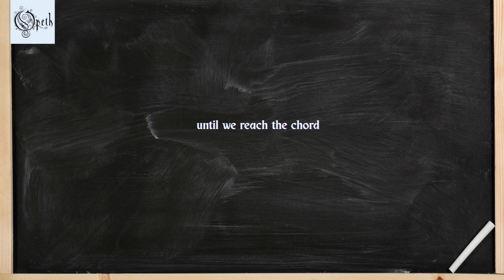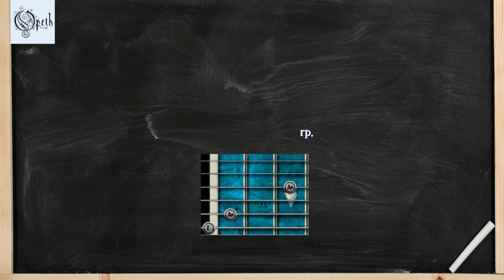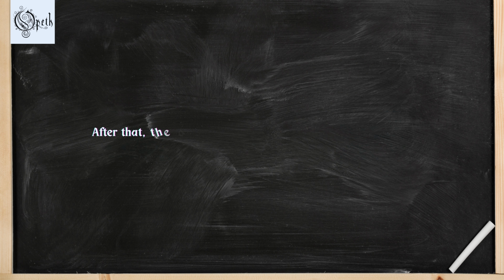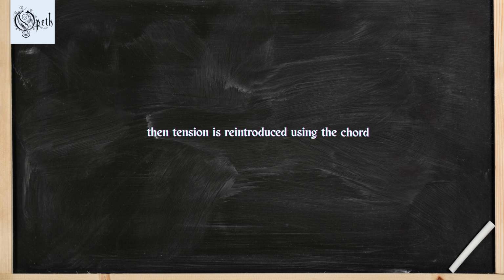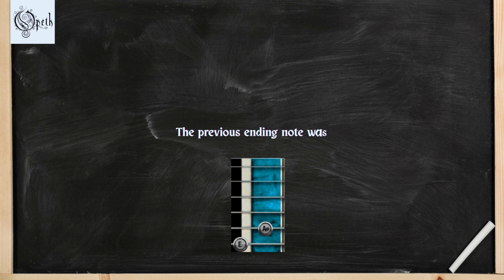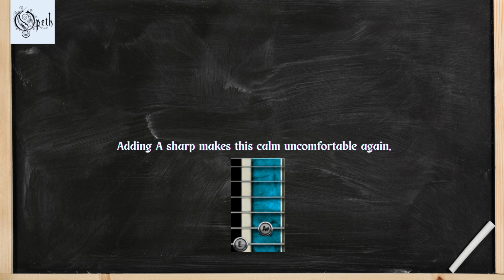Until we reach the chord E, A sharp, which slides into B flat. At this moment, the twisted joy becomes even darker, heavier, and more hellish. After that, the atmosphere collapses into deep darkness with B. Then tension is reintroduced using the chord E, A sharp. The previous ending note was B, and when we suddenly move to E, a deep sense of calm appears, but a calm buried inside darkness. Adding A sharp makes this calm uncomfortable again.